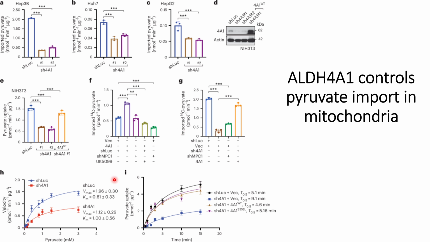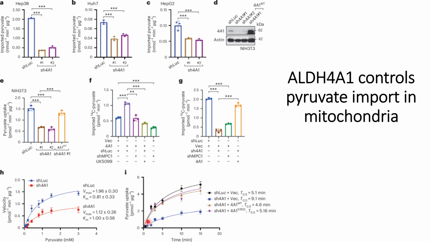Thereafter they wanted to find out the kinetics. They did a time dependent measurement of pyruvate using the Michaelis-Menten (MM) equations, and from that they calculated the velocity of pyruvate import in the mitochondria. They can see that the control has a high velocity, 1.96, whereas in the case where ALDH4A1 is knocked down they see a decreased velocity, 1.12.